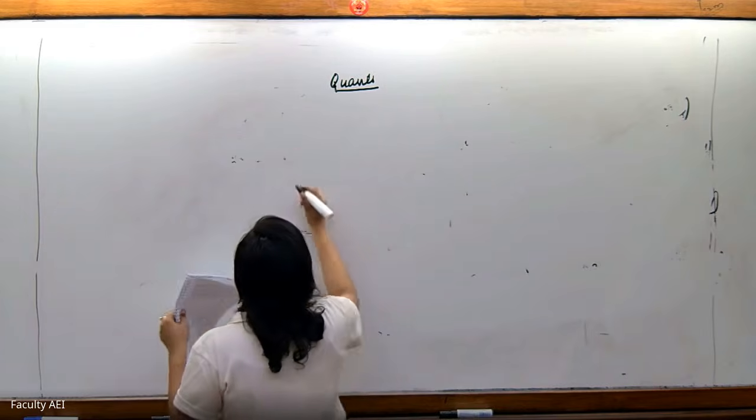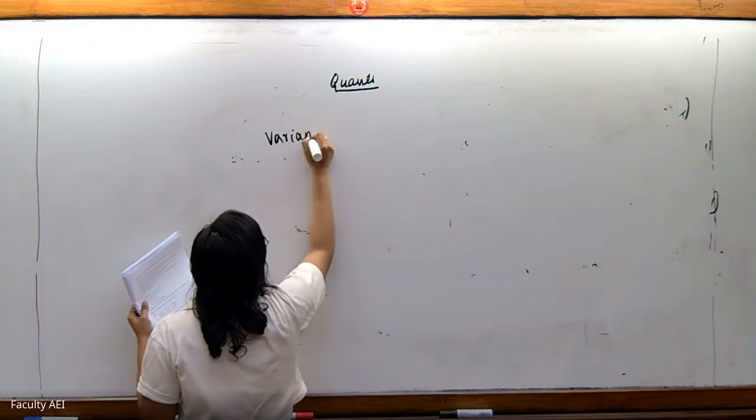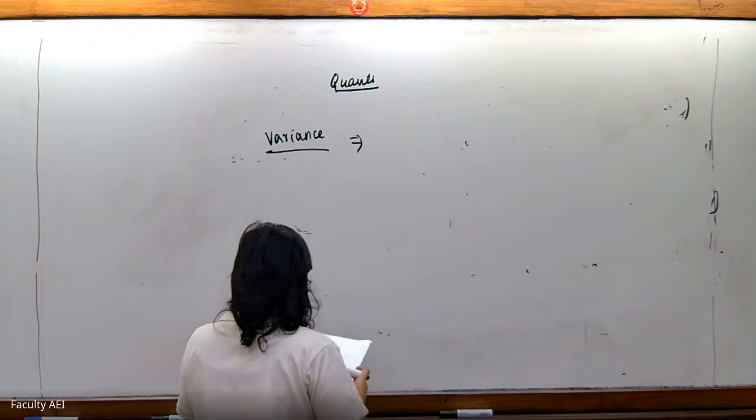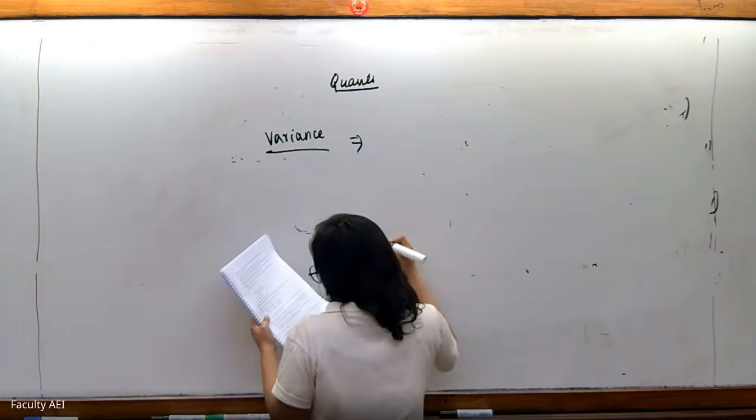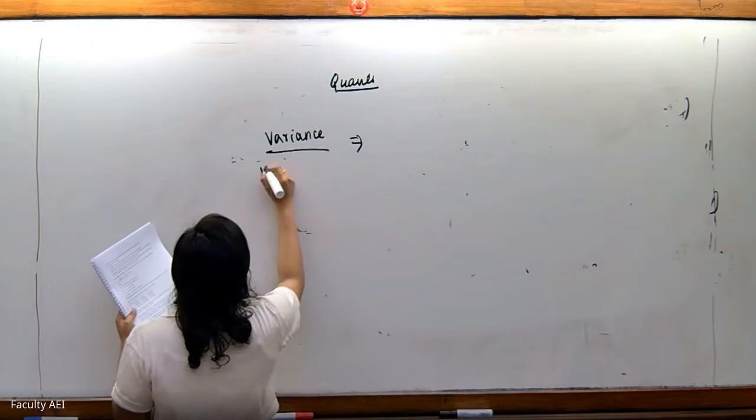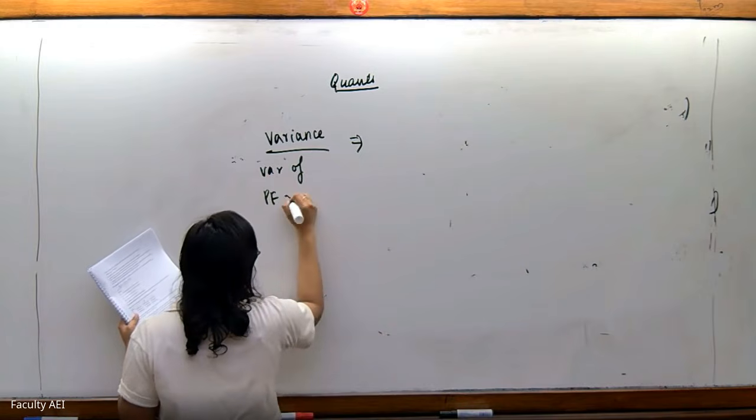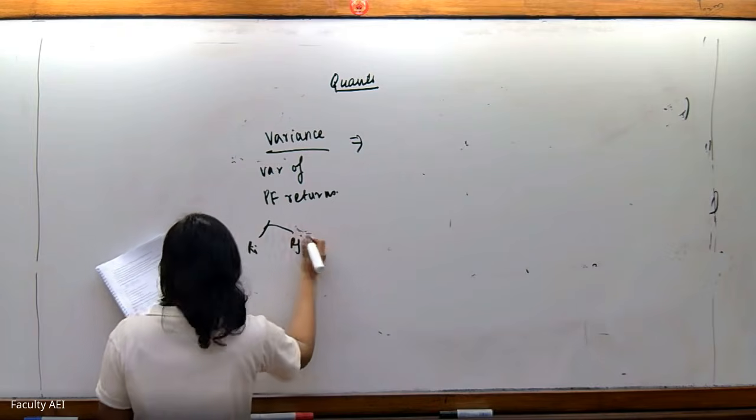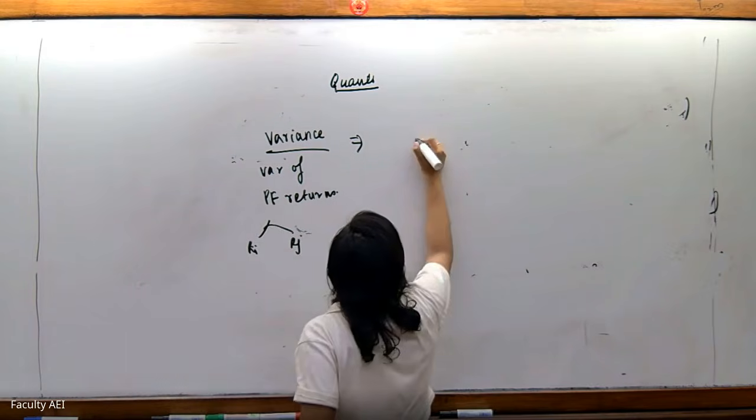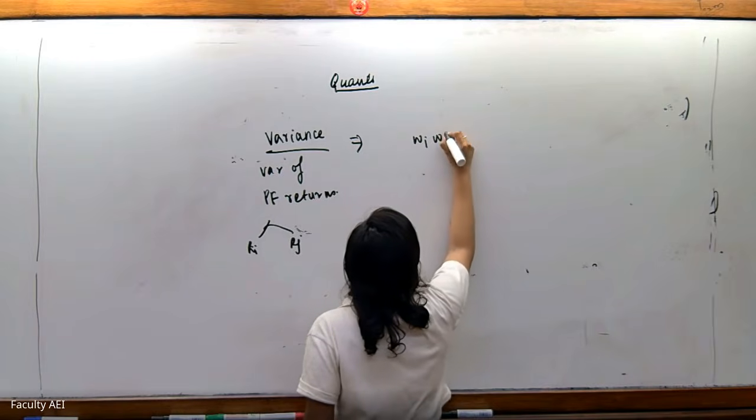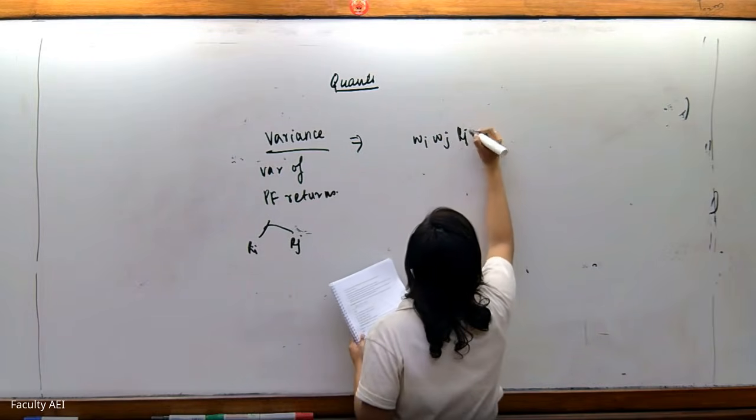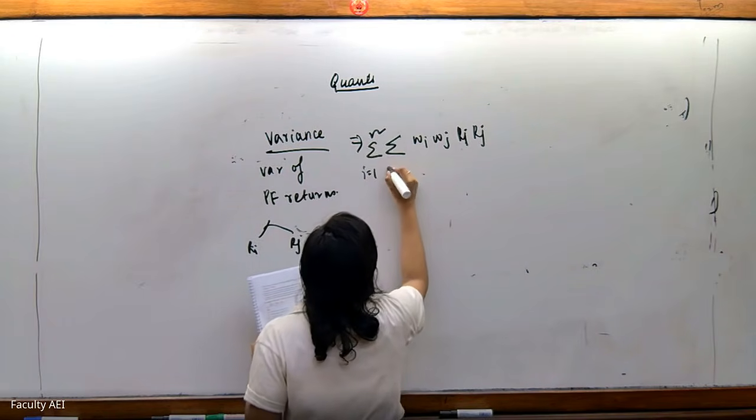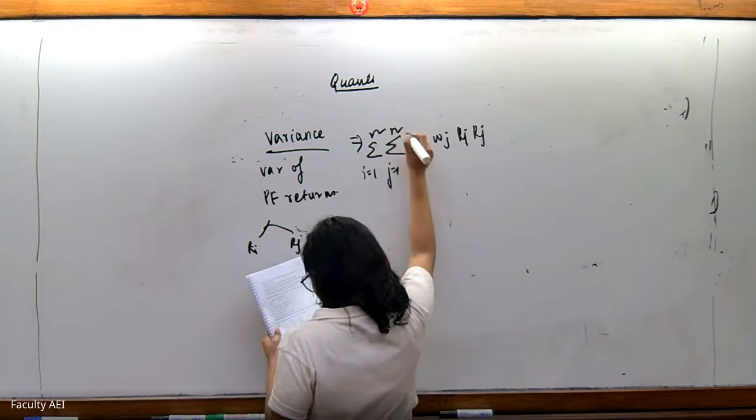What will be the variance? We looked at the formula for the covariance. What will be the formula for variance? Portfolio variance is the variance of portfolio returns. Again, you have two types of assets generating Ri returns, Rj returns. You have some weights given. So weight i into weight j, into covariance of Ri, Rj, a double summation where i runs from 1 to n, j runs from 1 to n.